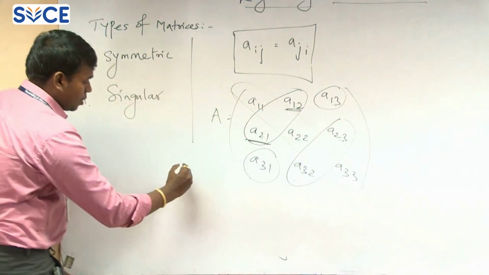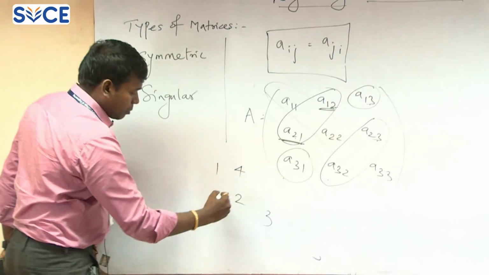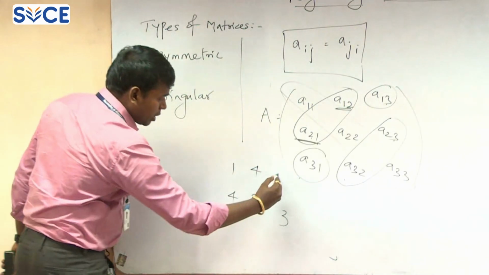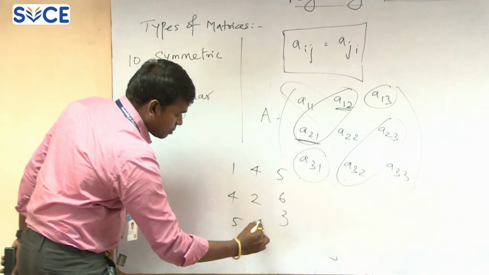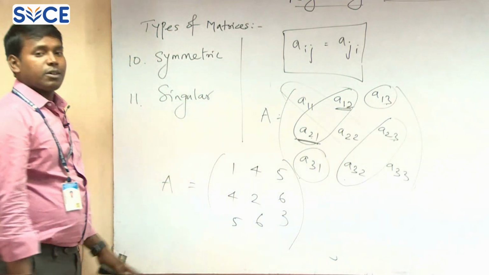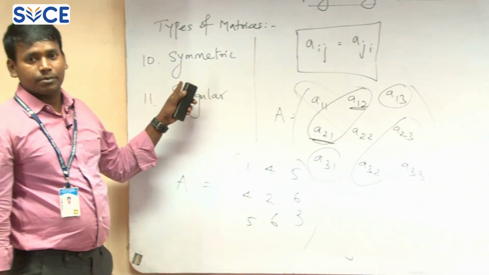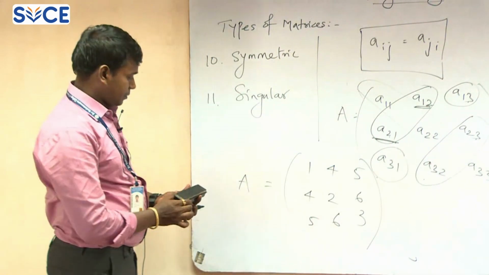For example, 1, 2, 3. No need to bother about your main diagonal. Here 4 means here also must be 4. Here 5 means here also must be 5. So, now second one, here 6 means here also must be 6. So, this is an example for symmetric matrix. Now, last one, singular.